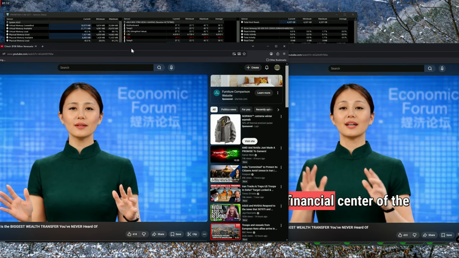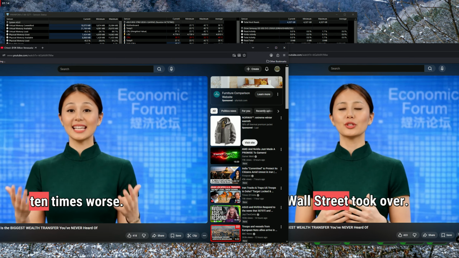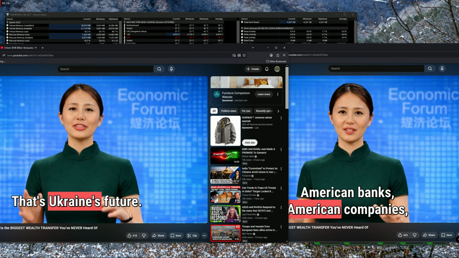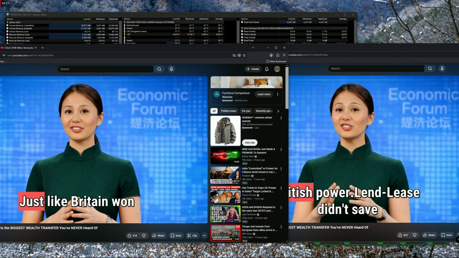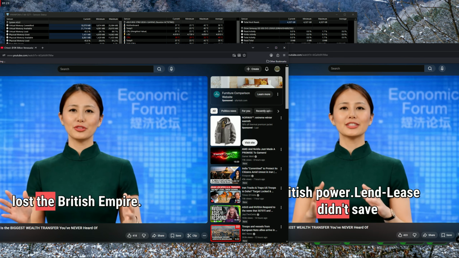London stopped being the financial center of the world. Wall Street took over. Now imagine that, but 10 times worse. That's Ukraine's future: American banks, American companies, American currency, all built on the ruins of British power. Ukraine will win the war, but it will lose the country. Just like Britain won World War II but lost the empire. Lend-Lease didn't save the British Empire. It purchased it.